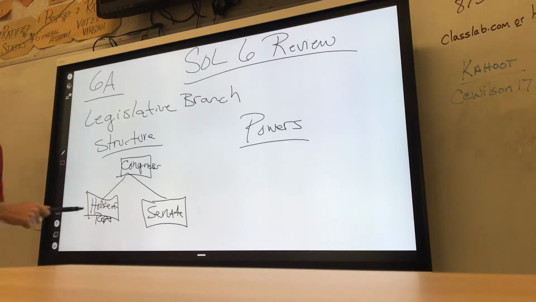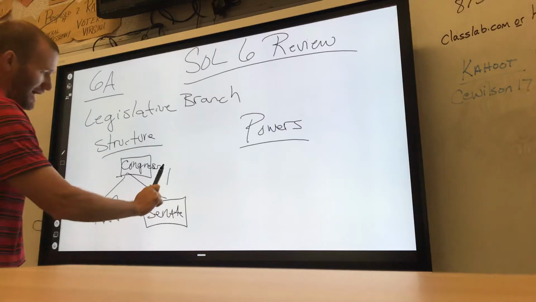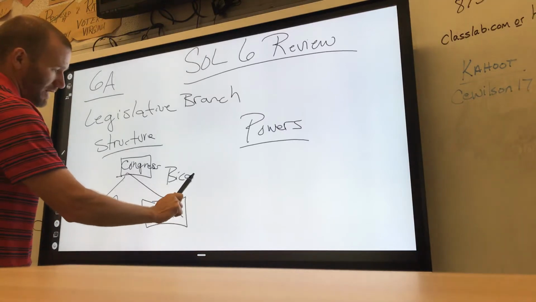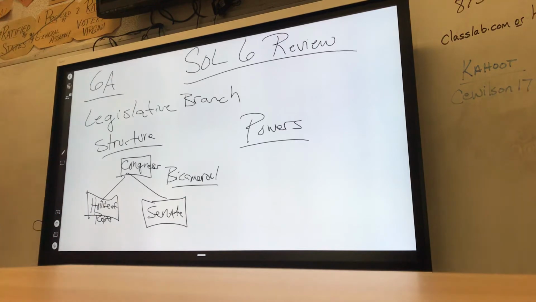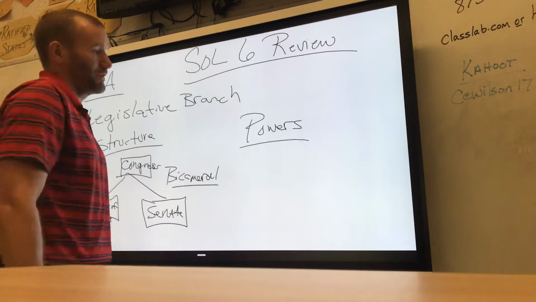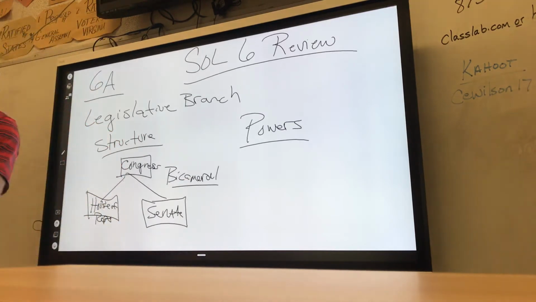And there is a word for that. What's the word for two houses? Bicameral. That will be on the test. Two houses. So you need to know that about the legislative branch. Then you need to know the powers of the legislative branch. What are the jobs? There were six of them in your 6A notes.